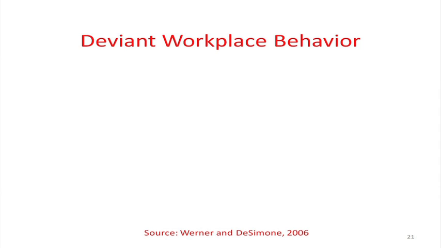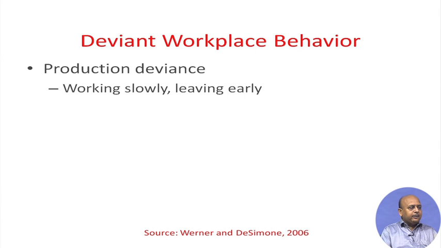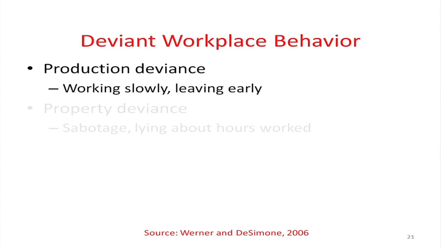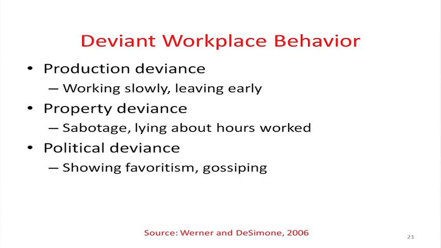Then we also need to ensure we address deviant work behavior. Deviant work behavior is also an indication of poor performance, because of this deviant work behavior there could be poor performance. This may include production deviance, like working slowly and leaving early, or engaging in activities like sabotage, lying about working hours, favoritism or gossiping while working. So, that is also going to affect your performance and could lead to poor performance.